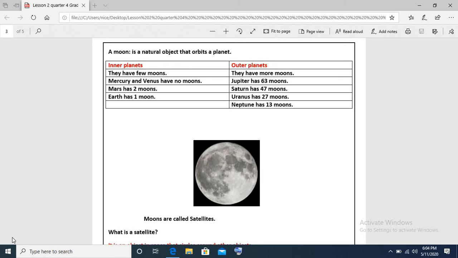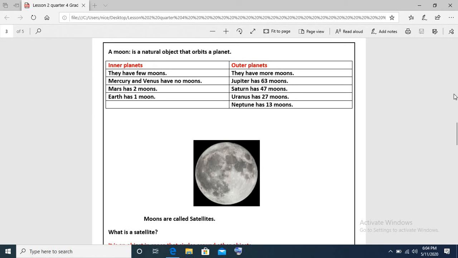What about the outer planets? They have a lot of moons. Imagine that Jupiter has 63 moons, Saturn has 47 moons, Uranus has 27, and Neptune has 13 moons. Can you imagine it? 63, it's too much, okay?